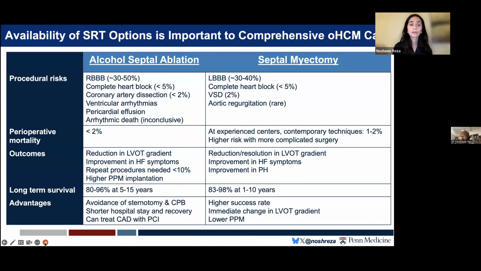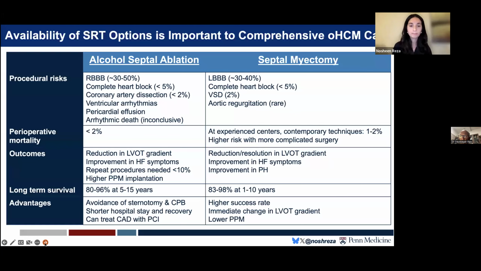The outcomes generally are very high in quality for both, with a higher incidence of repeat need for procedure in the alcohol septal ablation group, but similar long-term extended survival at 5, 10, 15 years, again similar, 80 plus, 90 plus %.